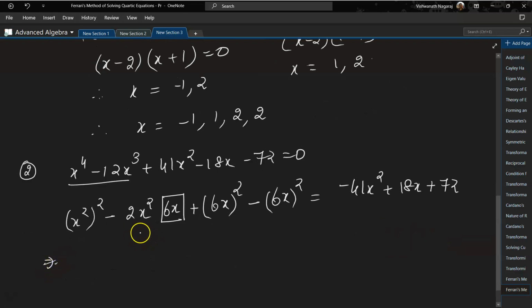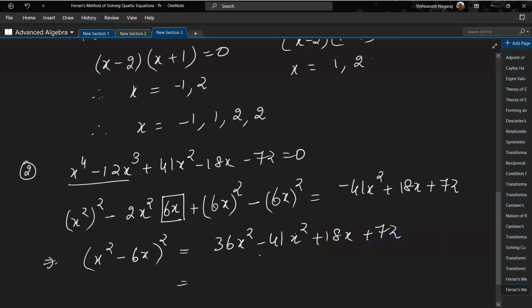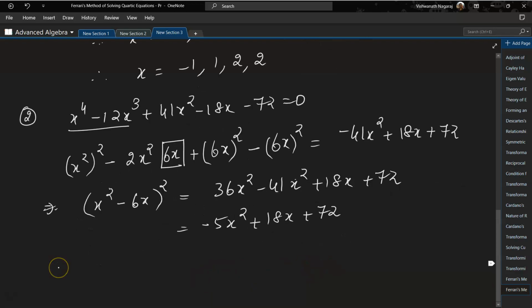Okay. So now this can be written as (x² − 6x)². This (6x)², the whole square, goes to the other side and becomes plus. So 36x² − 41x² + 18x + 72. This becomes −5x² + 18x + 72. Okay. Now what we'll do is add a term here: (x² − 6x + λ)². And by adding λ, we have added some additional terms, so we have to remove them.